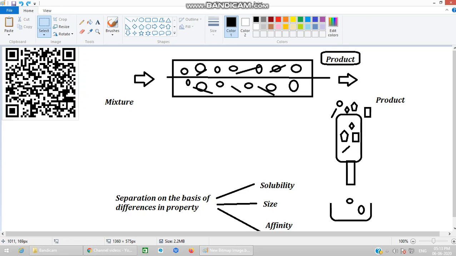That means the column is such that it will bind the other components on the basis of more solubility, more size, or more affinity. For example, if you are isolating an enzyme, the substrate which you use for the matrix will bind the enzyme in such a way that it gets trapped, and the other enzymes for which you have not given any substrate will come out of the chromatography column. Understood? It is clearly visible.